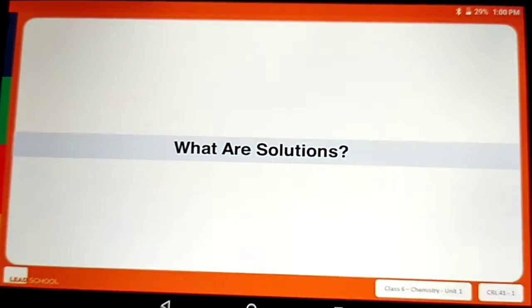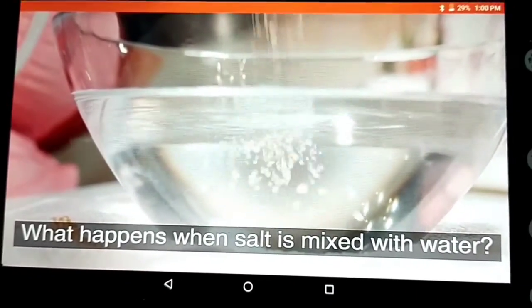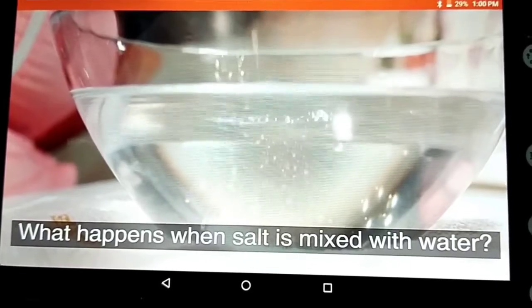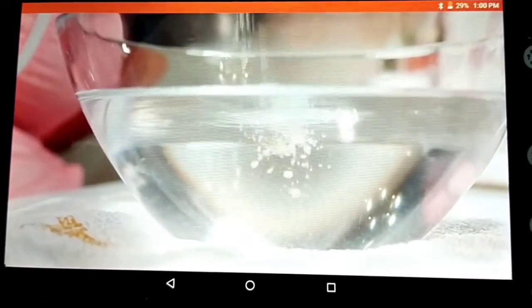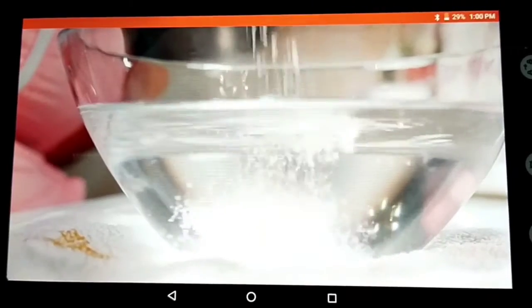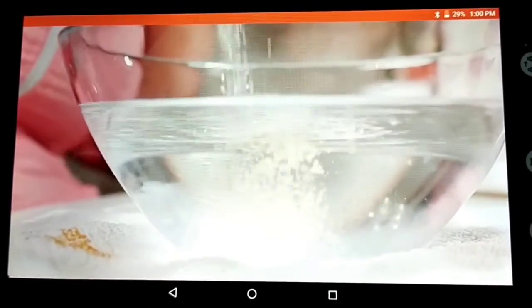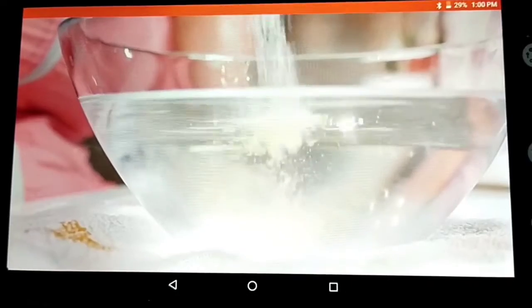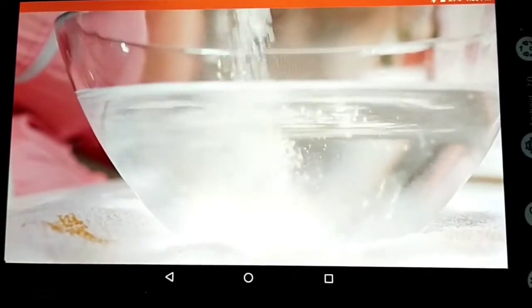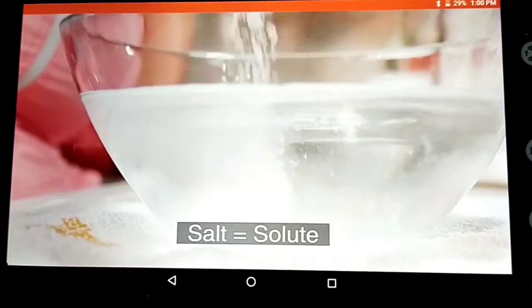In this video, we will be learning about solutions. Let's take a look at what happens when salt is mixed with water. The salt dissolves in water and forms a solution. Mixtures in which one substance dissolves in the other are called solutions. Salt is the component that gets dissolved in water. It is known as the solute.